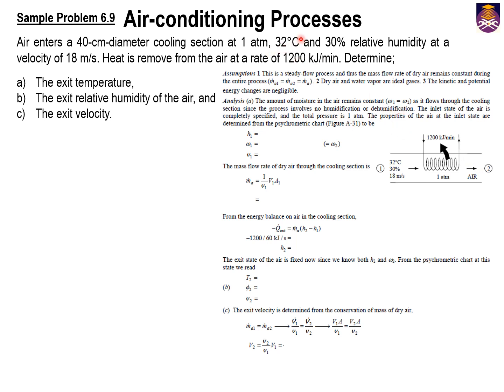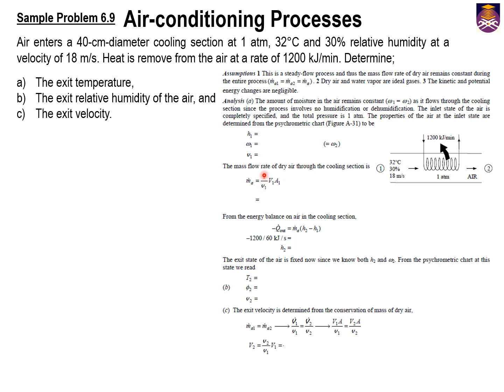So the inlet state is given, 32 degrees C and 30% relative humidity. So this is given to you at point 1. So based on point 1 parameters, 32 degrees C dry bulb temperature, 30% relative humidity, go to your psychrometric chart, find what is your H1, omega 1 and specific volume. So omega 1 equals your omega 2. So similarly, you can also find your mass flow rate, rho AV.